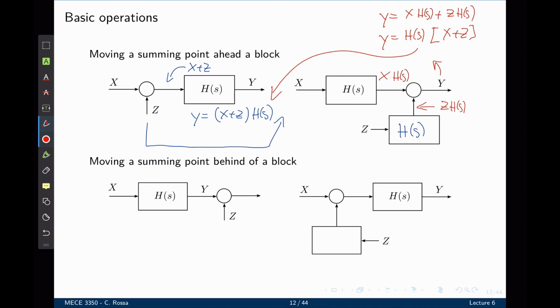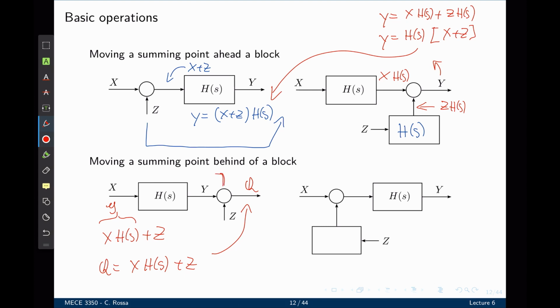Now let's do the opposite operation. Let's move a summing point behind the block. What is the output here? The output there is x times h of s, which is y, plus z. So if we call this signal here q, it equals x h of s plus z, or y plus z, and y is h times x.